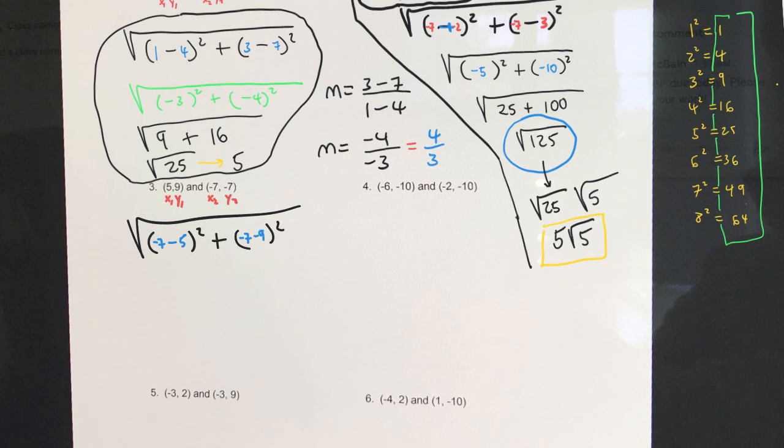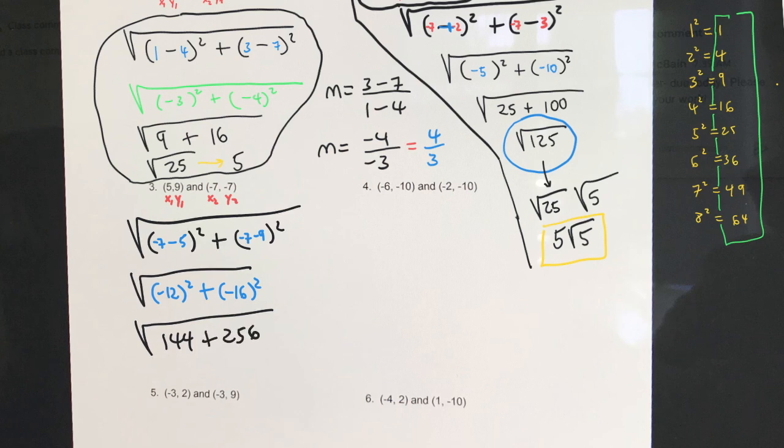Going through the motions, we will get negative 7 minus 5 is going to be negative 12 squared, plus negative 7 minus 9 is going to be negative 16 squared. Now, negative 12 squared is going to be positive 144. Negative 16 squared is going to be positive 256. It turns out that when you add those together, you're going to get 400. All right, so 400.